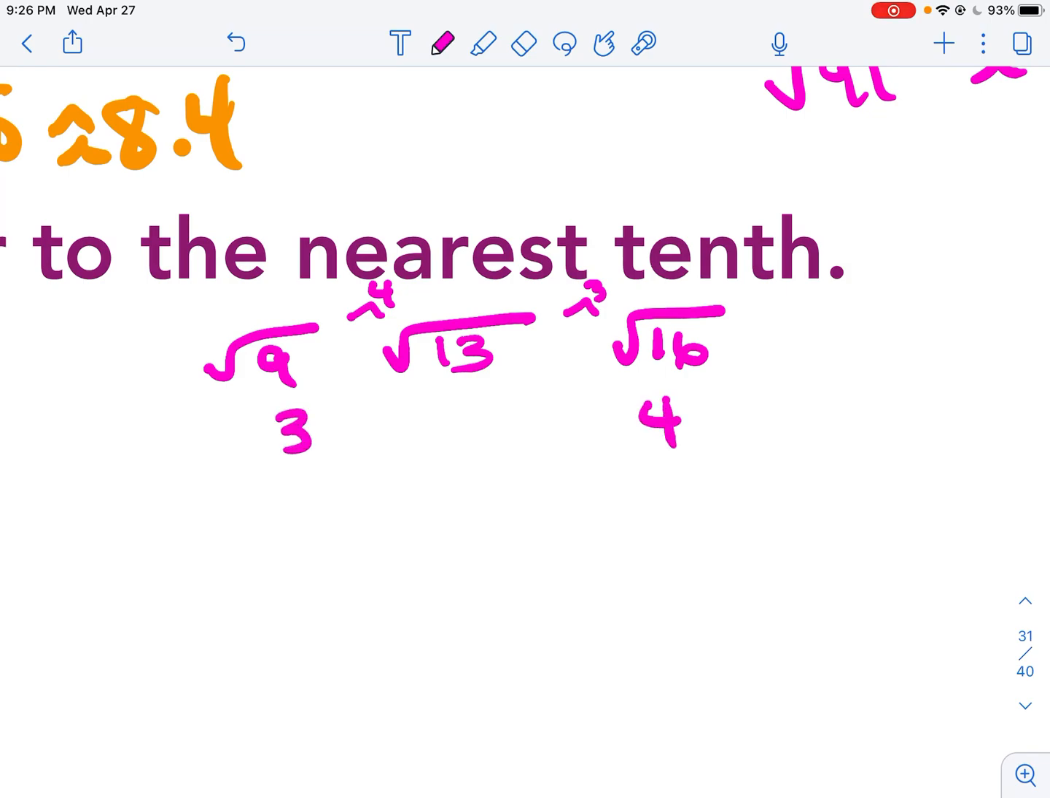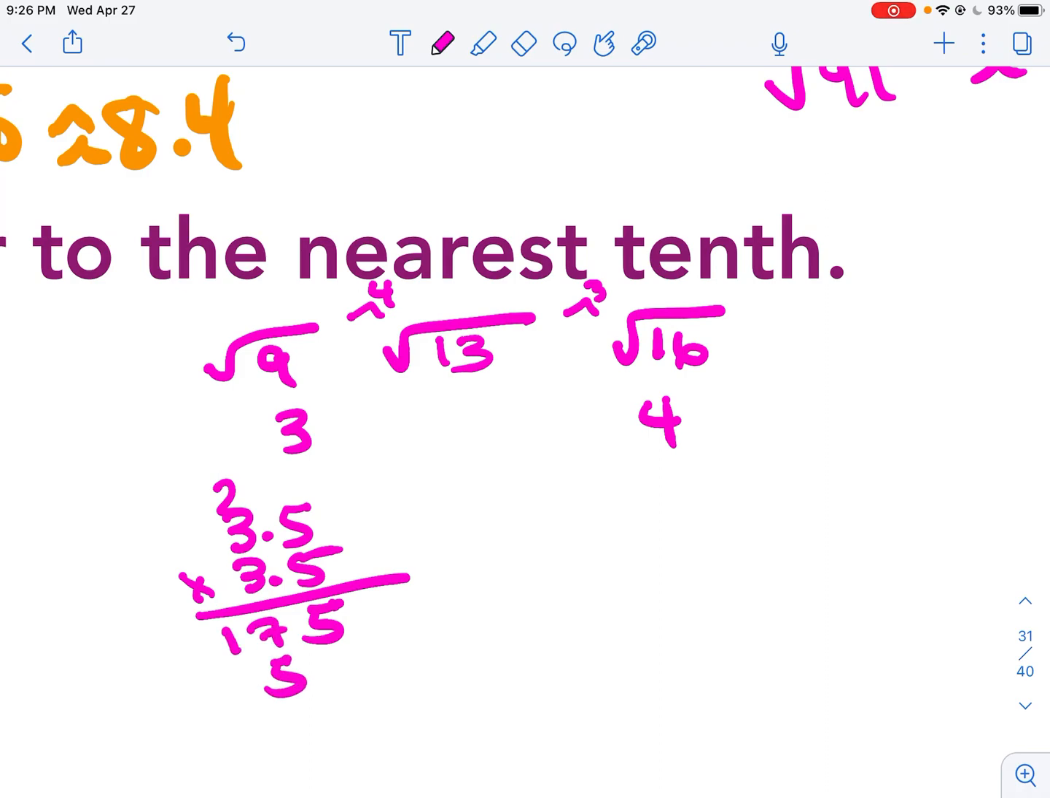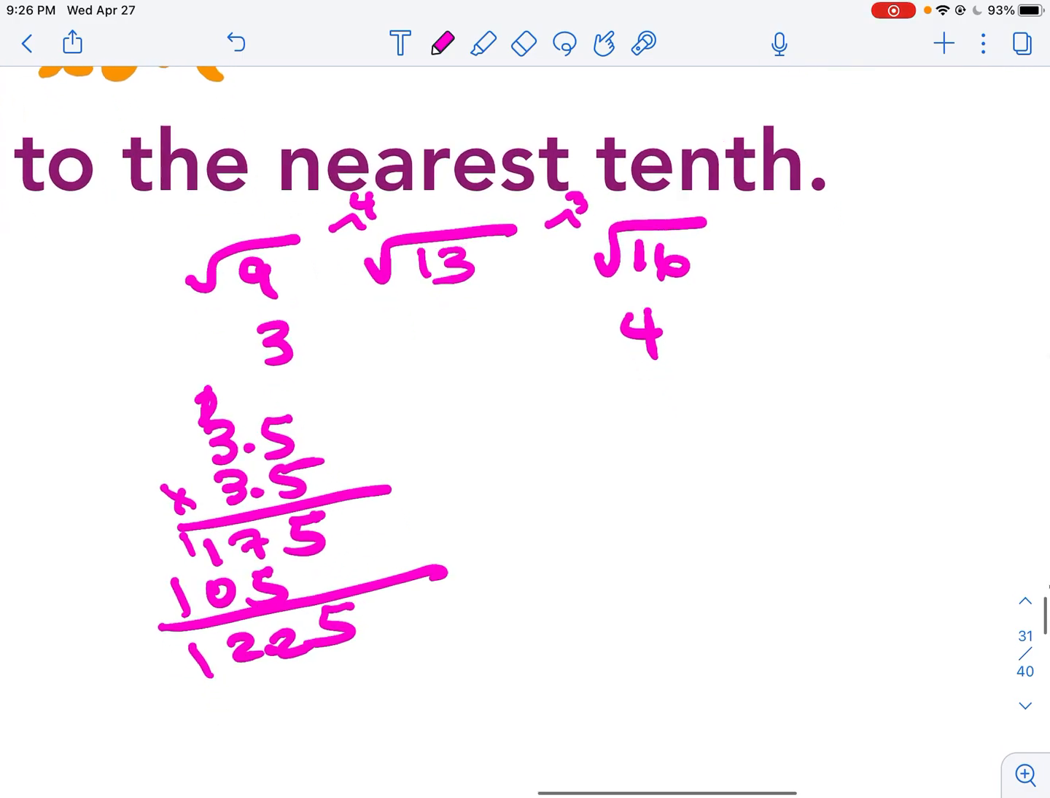Got 3 here, got 4 here. So it's almost in the middle, a little bit closer over there, but I'm going to try 3.5 and see what I get. That's going to get me 25, 17, that's going to get me a 15, 9, 10, 5, 2, 2, 1. So 12.25, so I need to go up 1.